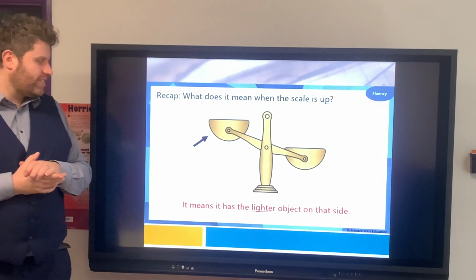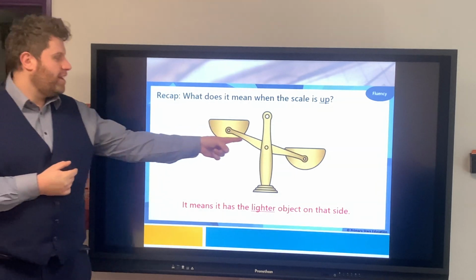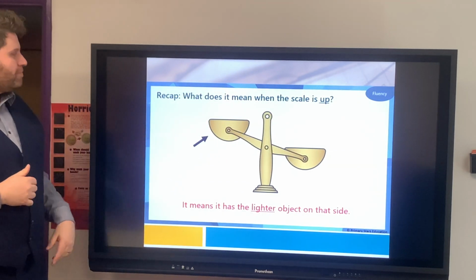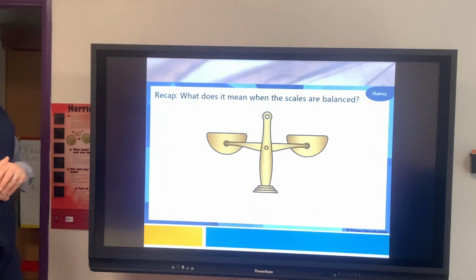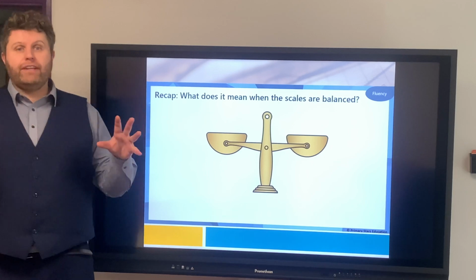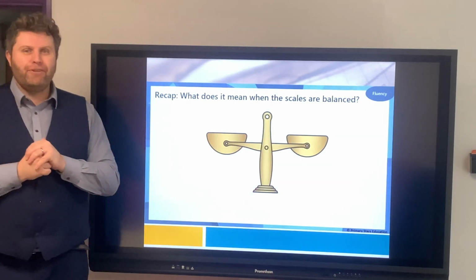Okay, it means it has the lighter object on that side because that side must be heavier, so it's pushing it down that way. Well done, boys and girls. Okay, what does it mean when the scales are balanced? When they're perfectly in the middle, just like we talked about before on the learning table.